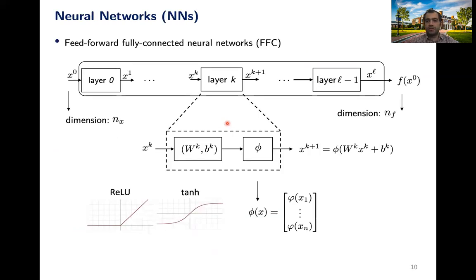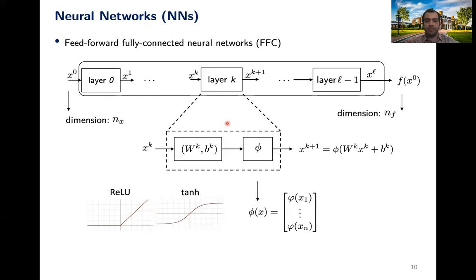So before describing our framework, which falls into the second category, in other words, the convex relaxation, or more specifically, a semi-definite programming approach, let me briefly discuss the architecture that we are considering. We are considering feed-forward, fully connected neural networks where we have a cascade connection of L layers.